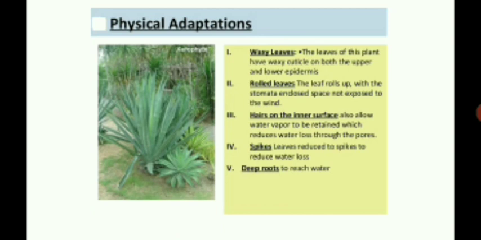Hairs on the inner surface also allow water vapor to be retained, which reduces water loss through the pores. Spikes or thorns: when the leaves are reduced to spikes, the surface area once again decreases and thus the rate of transpiration decreases.